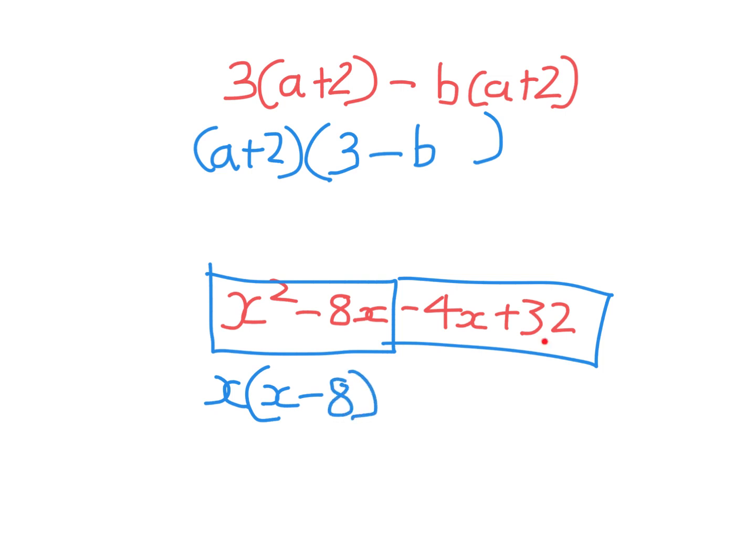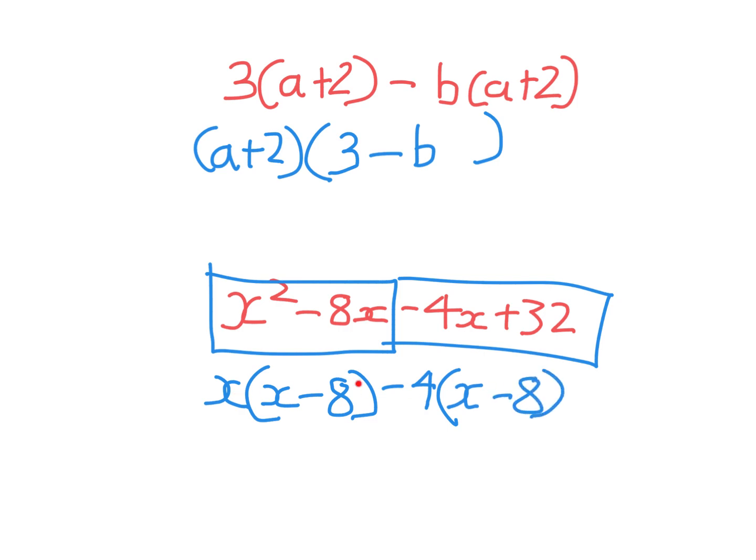Now let's look at the next 2. So the highest common factor here is 4, but I'm going to take out a negative 4. So if this third term here is negative, we always want to take out a negative factor. So what do I times by negative 4 to get negative 4x? Well, I just times by x. What do you times by negative 4 to get positive 32? Well, I get negative 8.